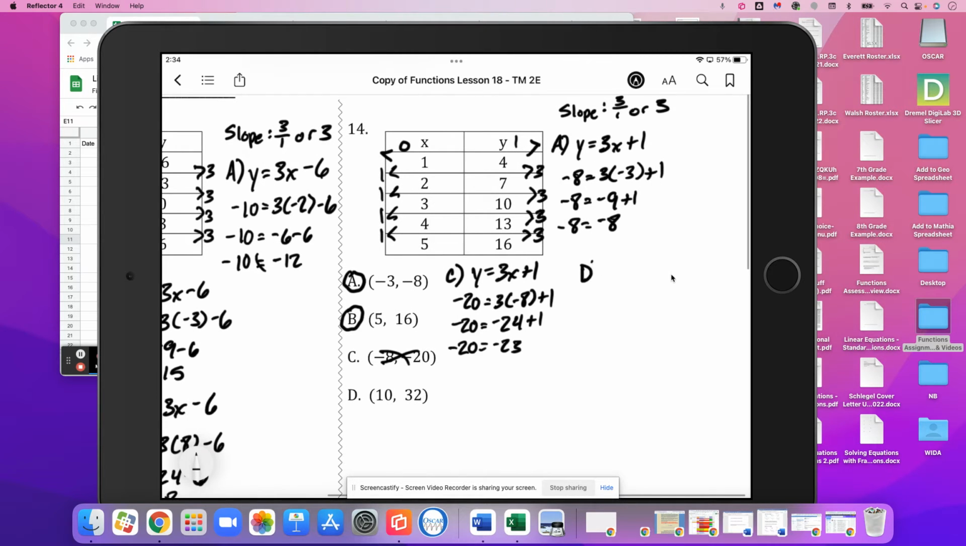Part D, y equals 3x plus 1. 32 is equal to 3 times 10 plus 1. The answer is going to be no. 32 is not going to be equal to 31. So D is also out. Okay, and with that, I'll leave this here for a moment, and we'll be on to number 15.